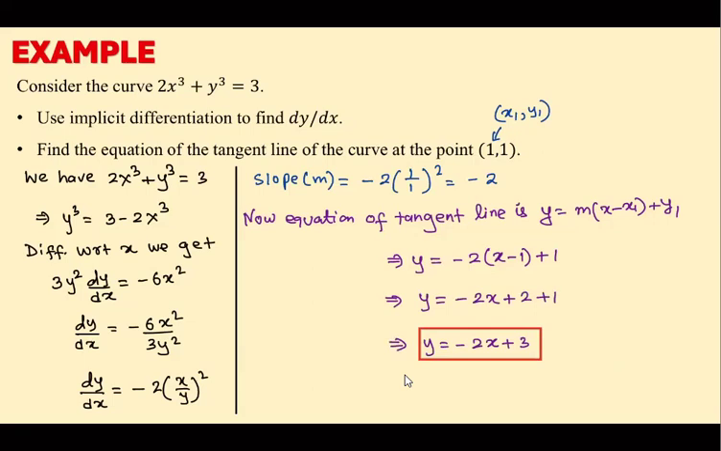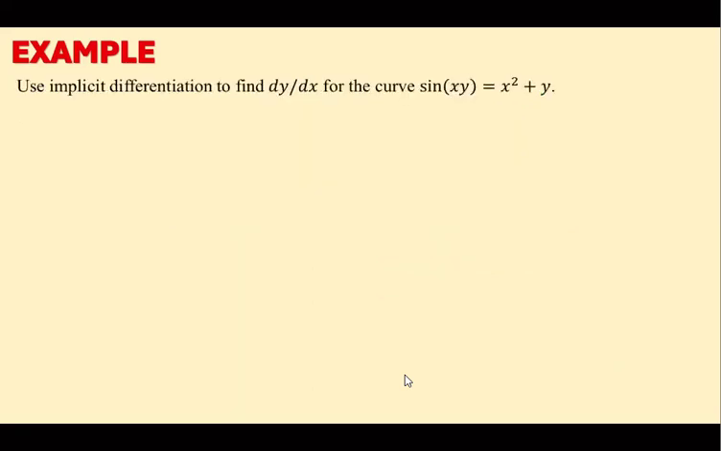Let's do one more example in this video. Here comes the next one. We are asked to use implicit differentiation to find the derivative of this function. So let's begin with the given function: sine of xy equal to x squared plus y. We'll bring the y to the left-hand side because we want to keep all y terms on the left. So sine xy minus y equal to x squared. So x squared is on the right, everything with y on the left-hand side.